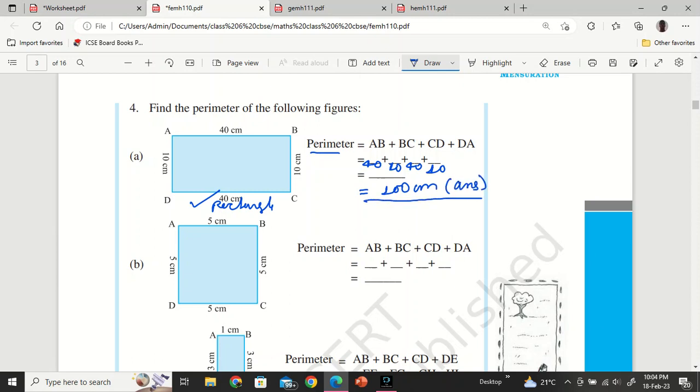Okay, again the perimeter of a square, this is a square because all sides are equal. And see, perimeter equal to AB, this side is AB, then again BC, then again CD, again DA. So it will be 5 plus 5 plus 5 plus 5, na? So it will be 20 centimeter again.